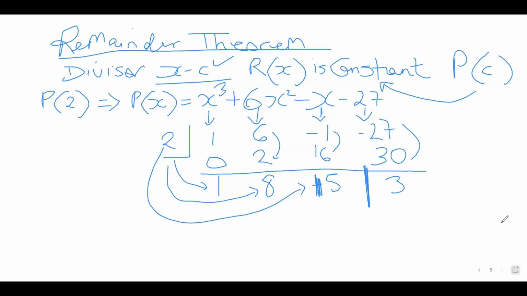So what do we have here? Based on the remainder theorem, we only need to find what p(2) is. That will be equal to 3. And this is the 3 that we're looking for.